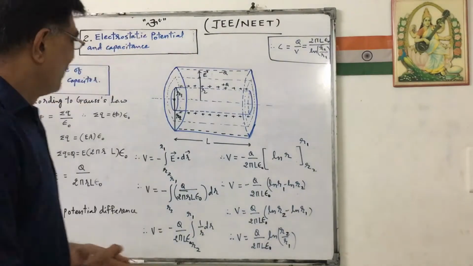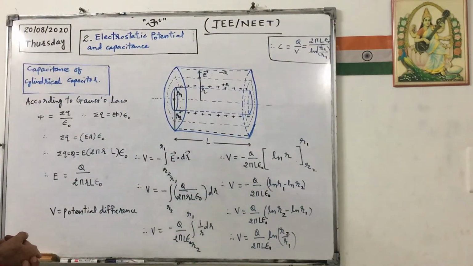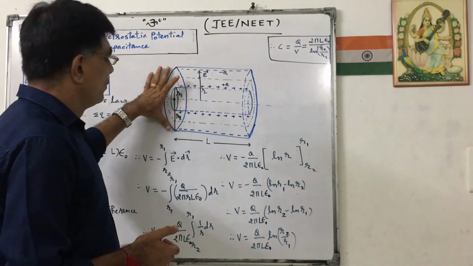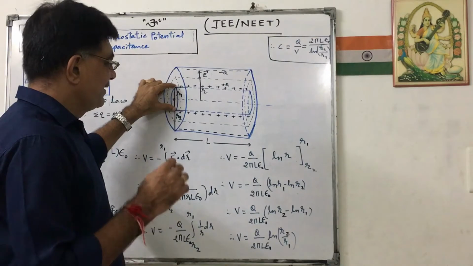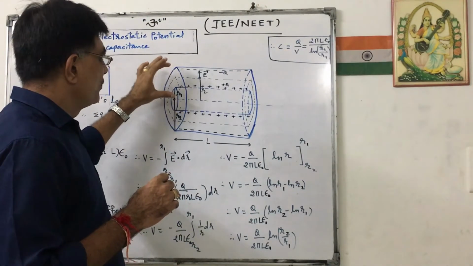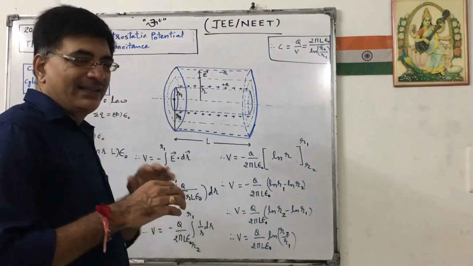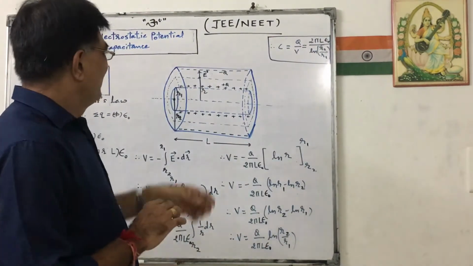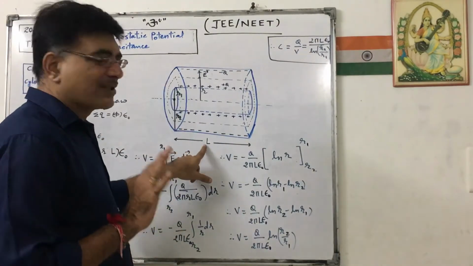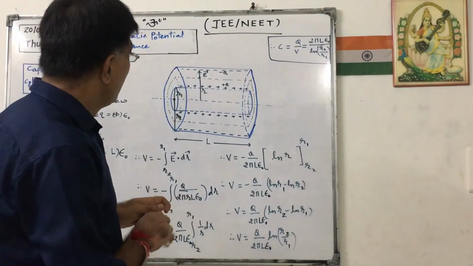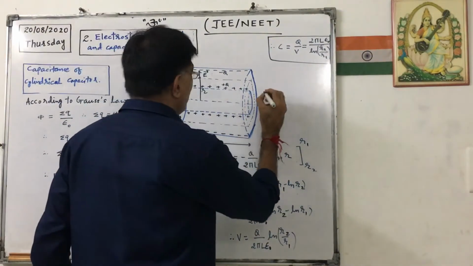Okay. So this is about the cylindrical capacitor. This is a hollow cylinder and this is another hollow cylinder. The smaller has radius R1, the bigger has radius R2. Okay, they are coaxial, their axes are the same. The length is, suppose, capital L, and here L is too large compared to any radius.